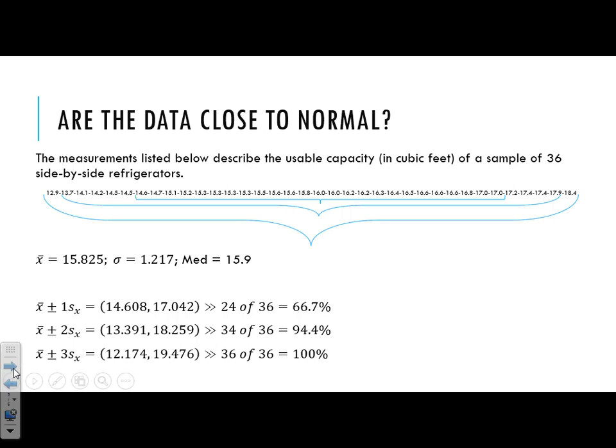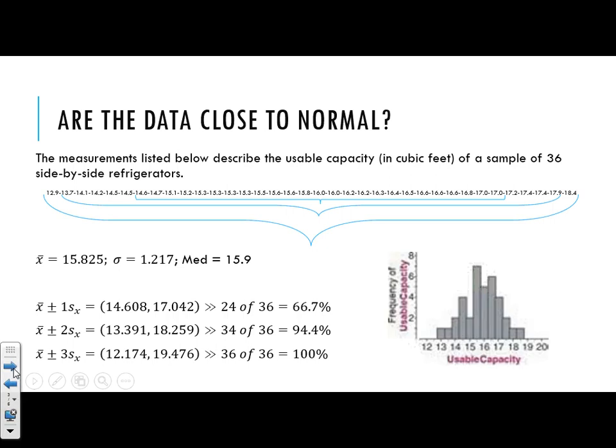It would have been very easy for us to take this data and create a histogram of it, okay? And if we create a histogram, we can see that it's approximately symmetrical. It's a unimodal graph, and again, we're seeing characteristics that yes, this distribution of data does appear to be normal, okay?